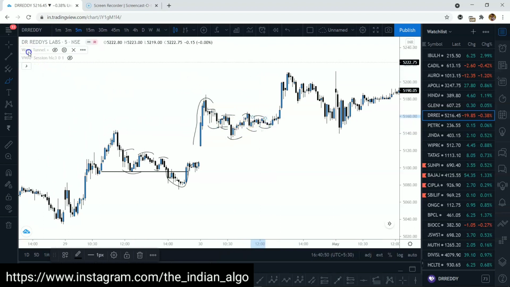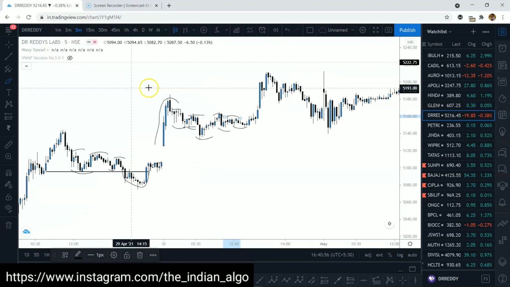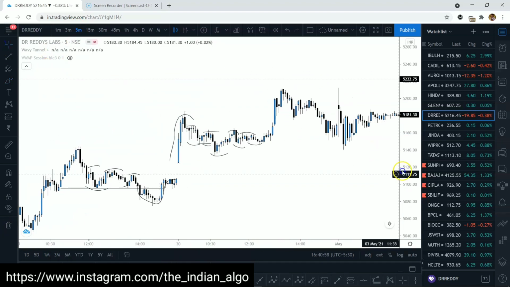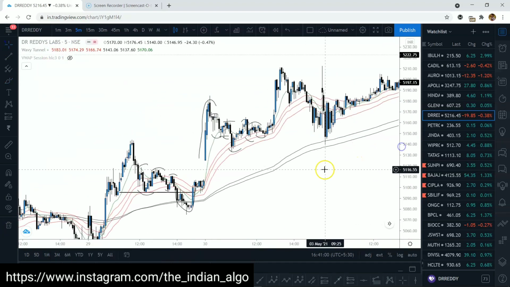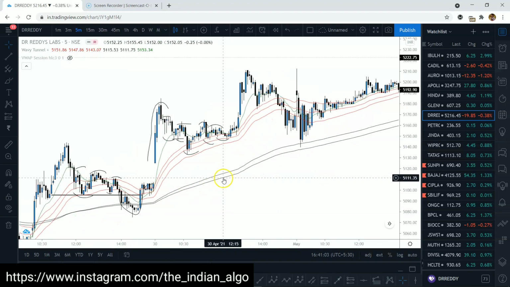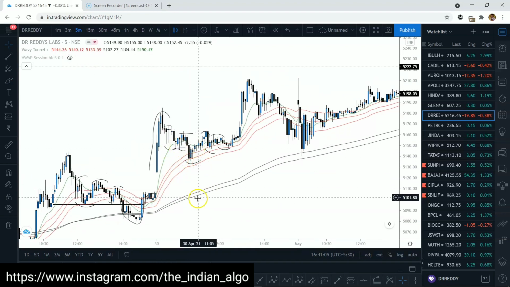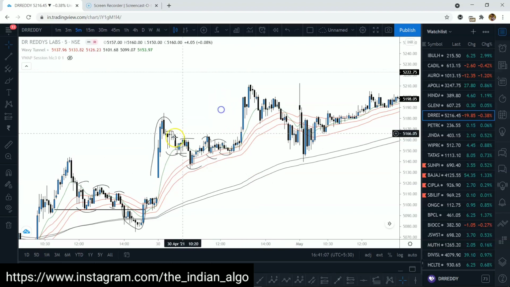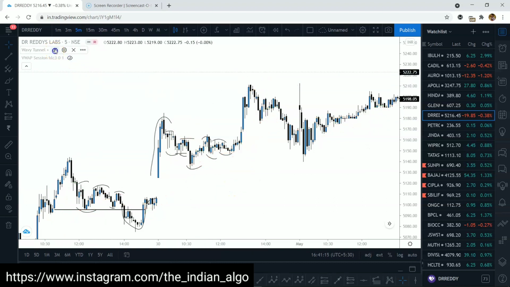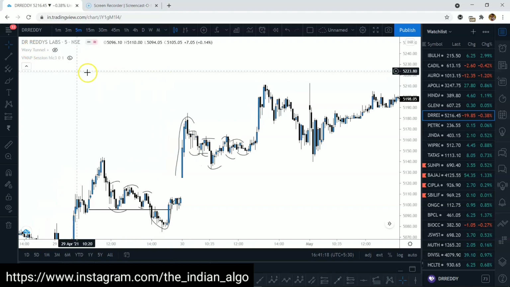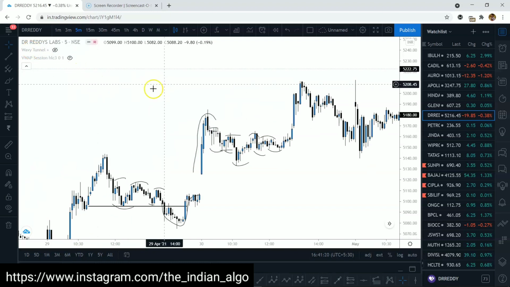All right, now let's apply wavy tunnel first. Am I near the black EMAs? Let's see. So no, I'm not near the black EMAs. This is the reason I would probably avoid this trade. But let's see, am I near the VWAP? Because if you are near the black EMAs, it has a very high probability that the trade will go in your direction. Let's avoid wavy tunnel as of now, and let's apply VWAP.